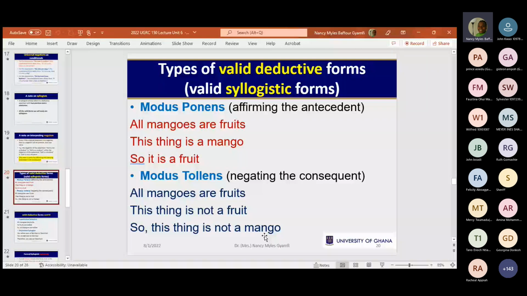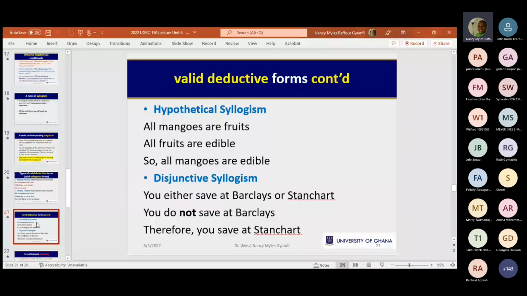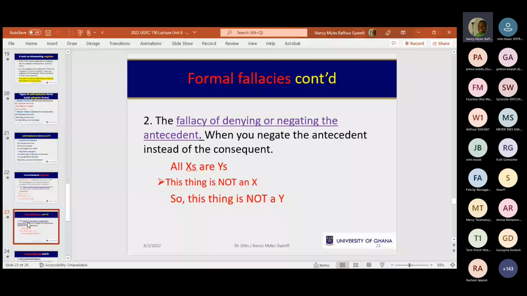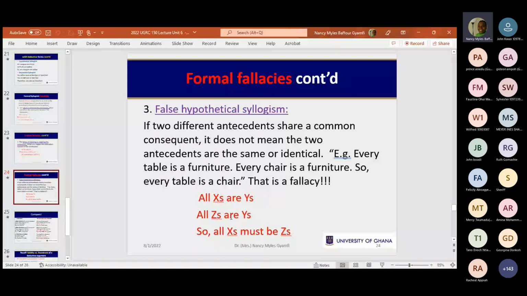We looked at modus ponens and tollens, and then we looked at hypothetical syllogism and disjunctive syllogism a moment ago. Then these are samples showing you how the fallacy is being committed. Instead of affirming the antecedent, affirming the consequent. This is another one. Instead of denying the consequent, it is rather denying the antecedent. See, this is a false hypothetical syllogism saying all x's are y's, all z's are y's. They all converge at the same consequence. So the person wants to conclude, therefore, that all x's are z. We say, no, no, no, no.